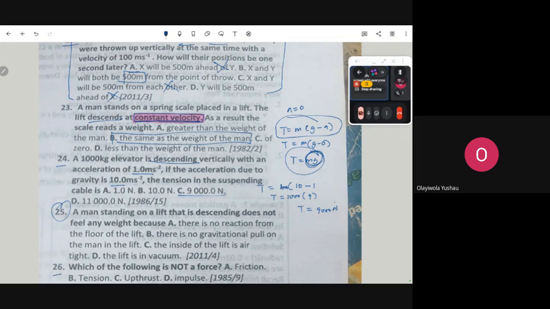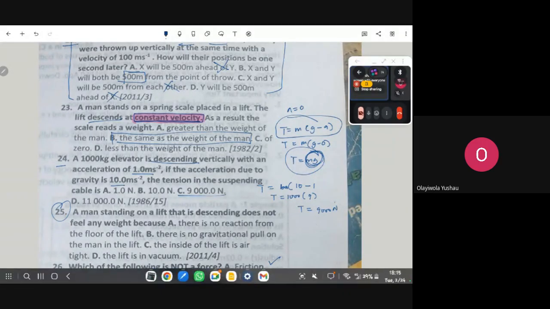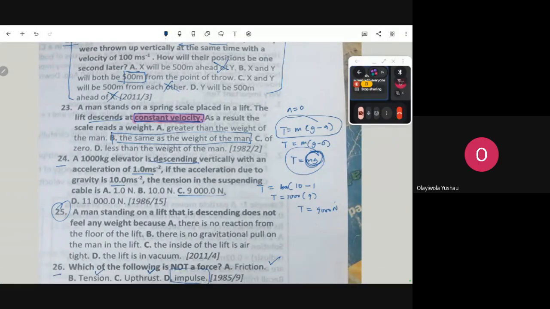Question 26. Which of the following is not a force? Tension is a force. Upthrust is a force. Impulse is not a force. So the correct answer is G, impulse is not a force. Friction is a force that opposes motion. Tension is the force on a spring. Upthrust. What kind of force is upthrust? In a liquid.